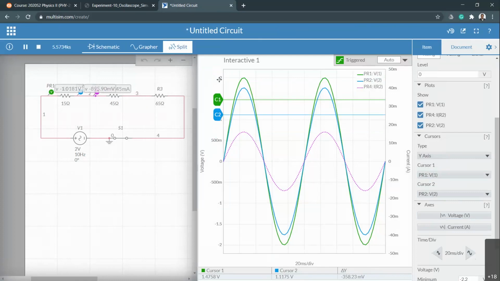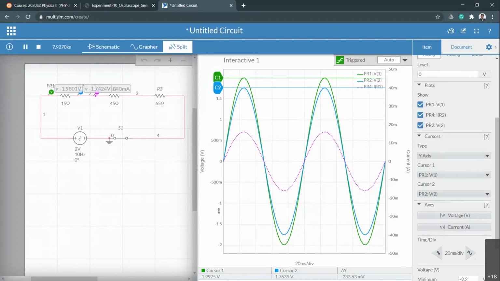So let's bring the green one again, top of the green curve. That should read close to 2 volts, 1.9975, right? And then bring the light blue one on top of the blue curve. Top of the blue line, that is about 1.7639. So now take the difference between them to calculate resistor R1.